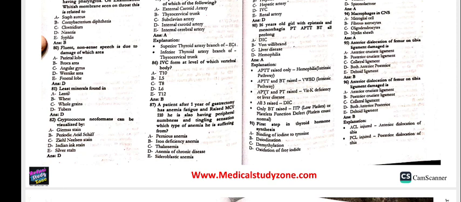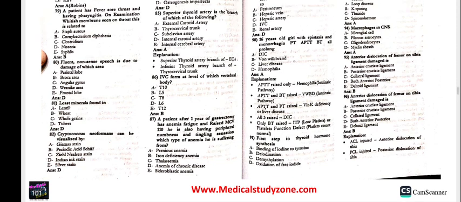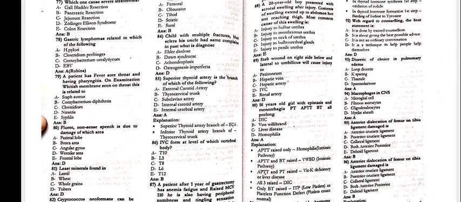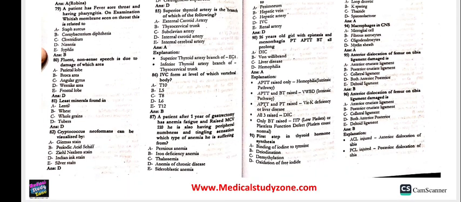Next, 82. The Cryptococcus neoformans can be visualized by the India ink stain. 83. The injection given 2 centimeters below and lateral to the pubic tubercle, damaged nerve will be the obturator. 84. The child with multiple fractures and blue sclera, his uncle had the similar complication in the past. The diagnosis is osteogenesis imperfecta. 85. The superior thyroid artery is the branch of external carotid artery. 86. IVC forms at the level of L5 vertebral body.